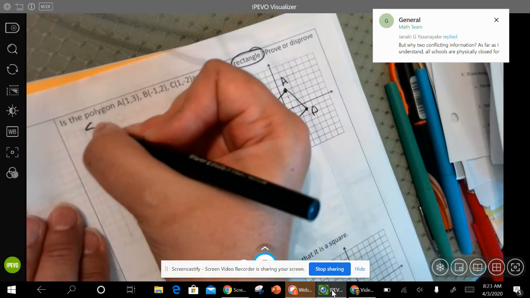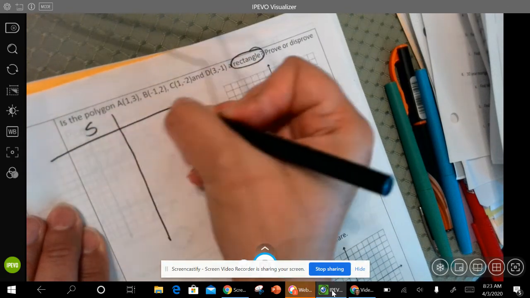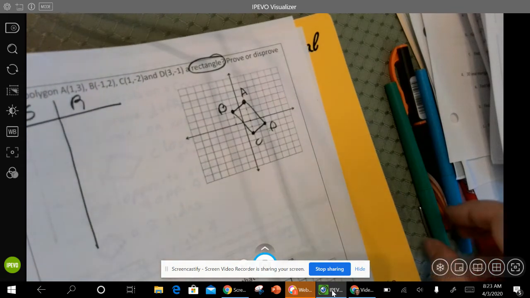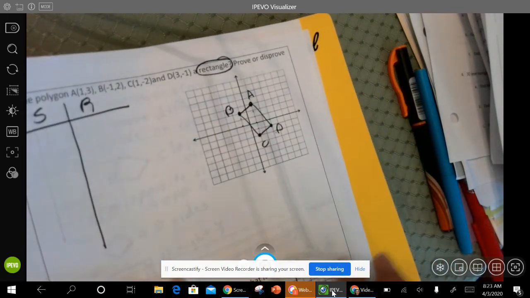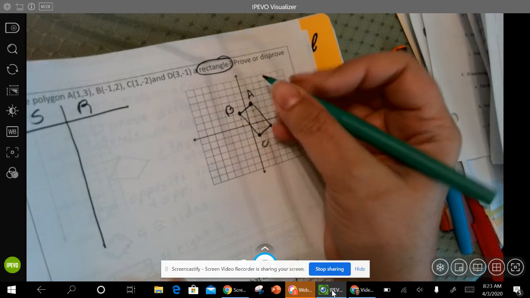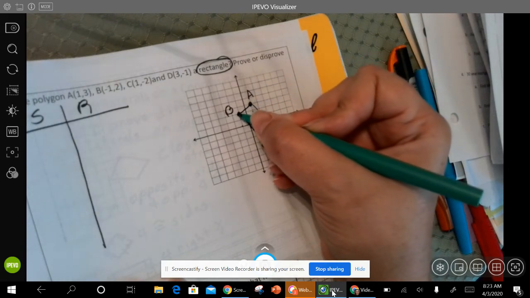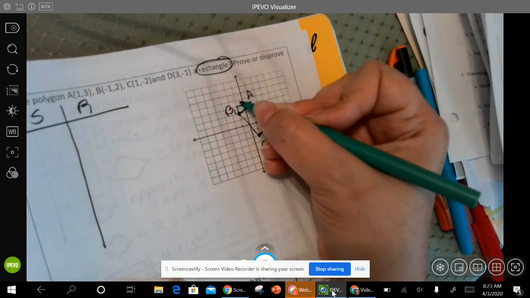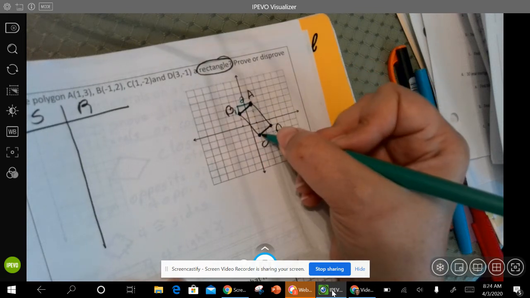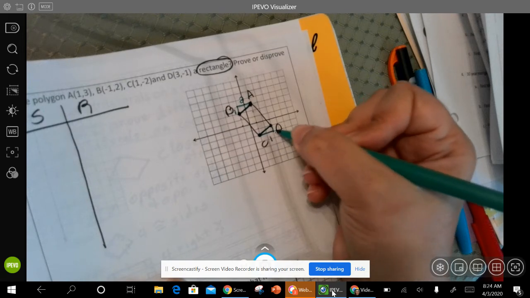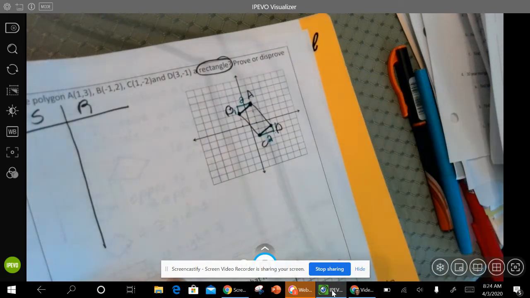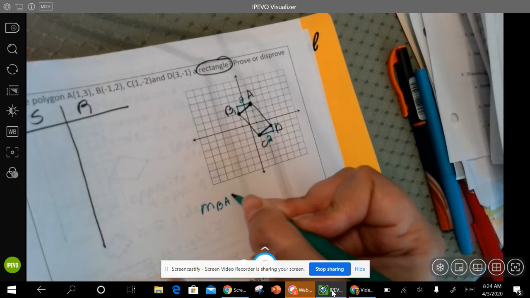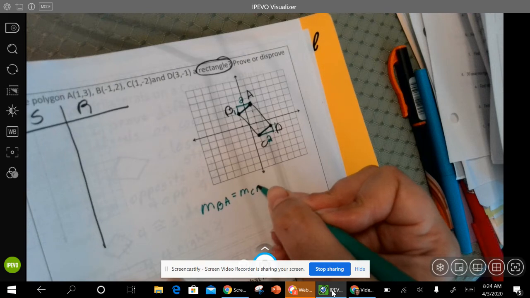So we're going to do our statements and our reasons. Okay, so our first step, everybody, is we're going to do slope. So we have to prove that it's a parallelogram first. So these are going up. So I'm actually going to start with these sides. So up 1, over 1, 2, over 2, up 1. Okay, so these are both going up. So the slope of BA is equal to the slope of CD.